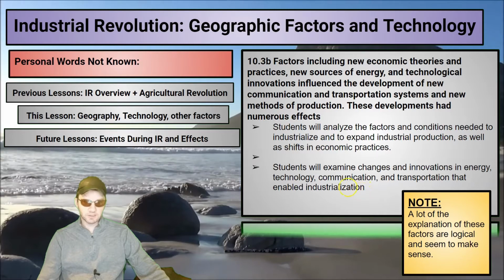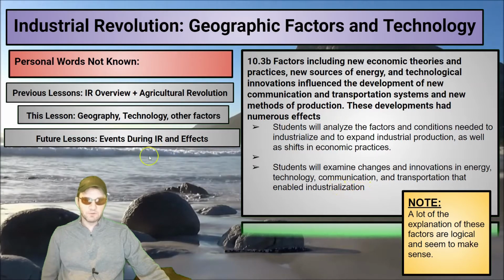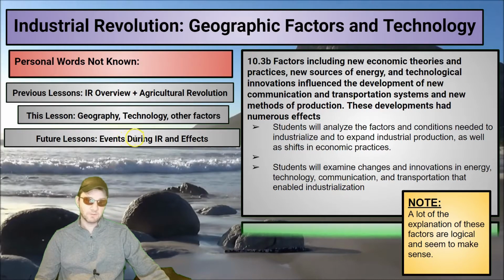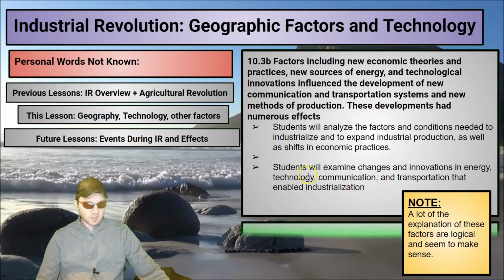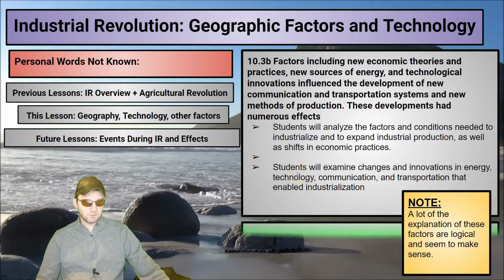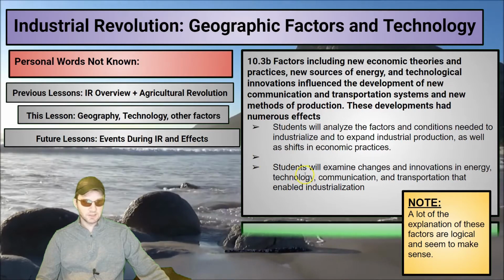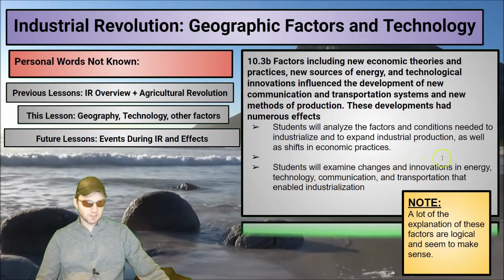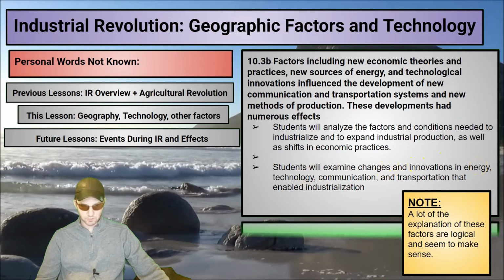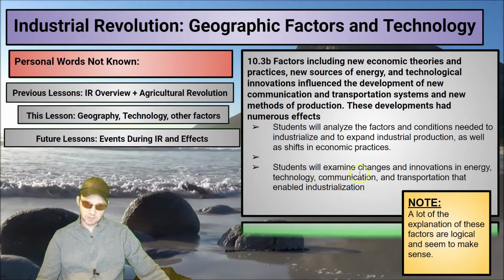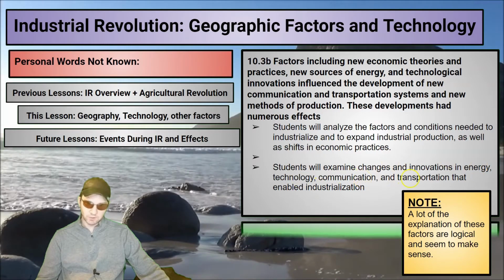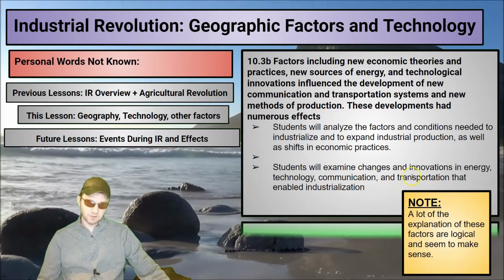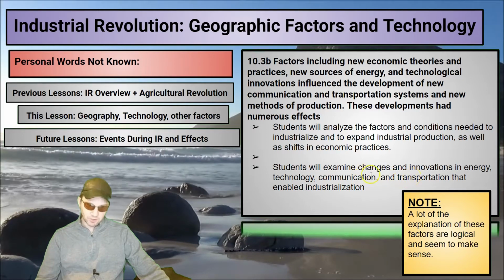And in future lessons, we'll go more in depth into events and conditions during the Industrial Revolution and the effects that came from the Industrial Revolution. So this is a little straightforward and a little difficult. It's entirely simplistic to examine the changes and innovations in energy: what new energy systems were used in the Industrial Revolution, what new technology, what new communication systems, and what new transportation. It's actually even really easy to understand the effects of these new energies, new communications, new technology.